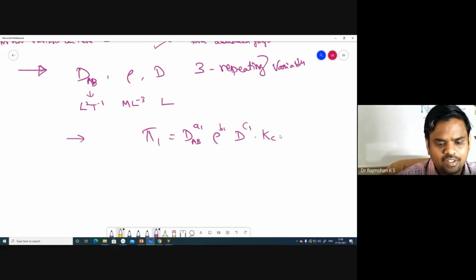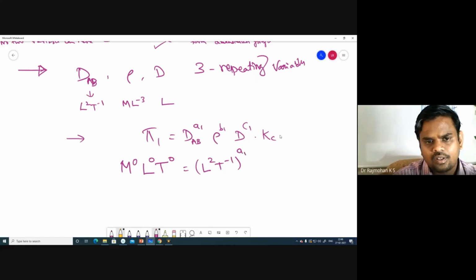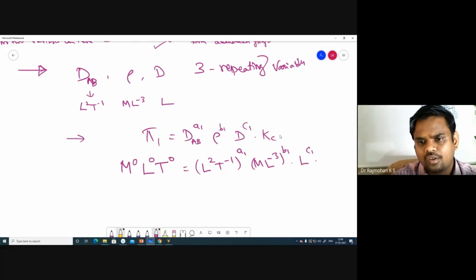So what is the dimension? We can compare the dimensions. The pi group is without dimension, that is M power 0, L power 0, T power 0. Here, DAB is L square T power minus 1, power a1. Rho is M L power minus 3, power b1. Diameter is L power c1. And what is the unit of the mass transfer coefficient? Meter per second, that is L T power minus 1.